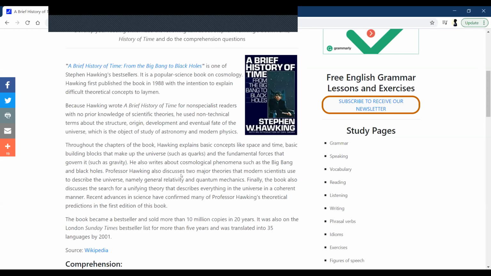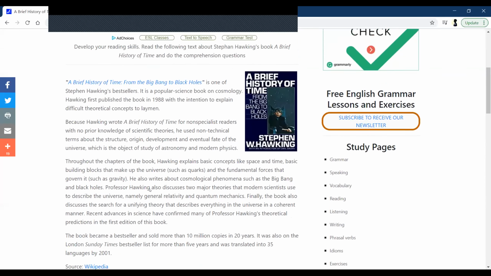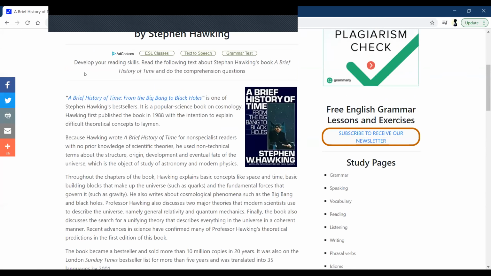And coherent means you put different things together. That's called cohering something. And so in a coherent manner means it talks about different topics in a general way. And I think that is pretty much it. So this is today's lesson.